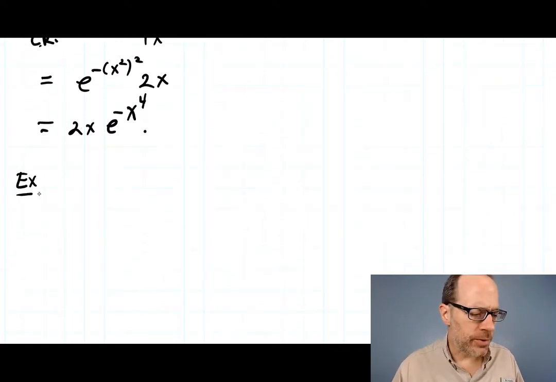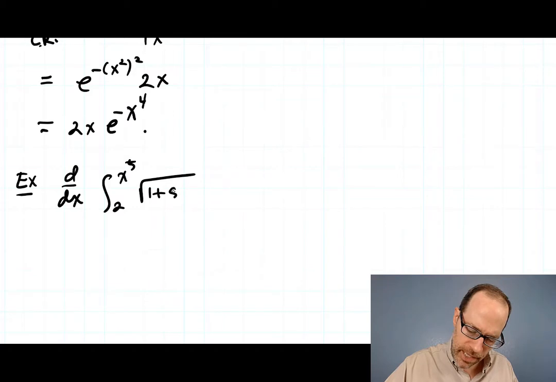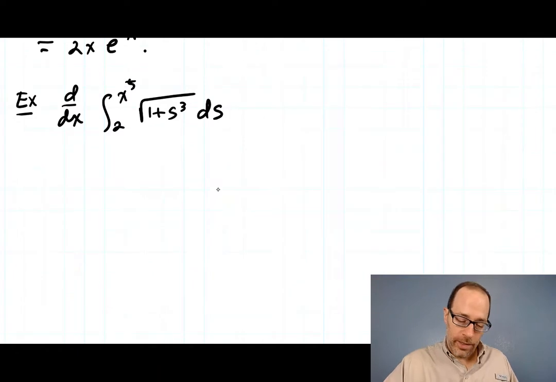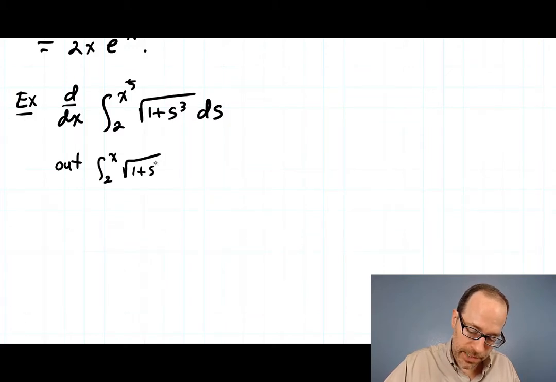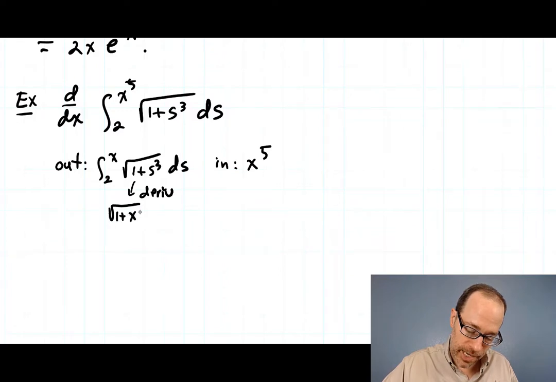All right, let's do d by dx of the integral from 2 to x to the fifth of the square root of 1 plus s cubed ds. Okay? Well, you have to keep in the back of your mind the outside function is this, the integral from 2 to x, the square root of 1 plus s cubed ds. And the inside function is the function x to the fifth.